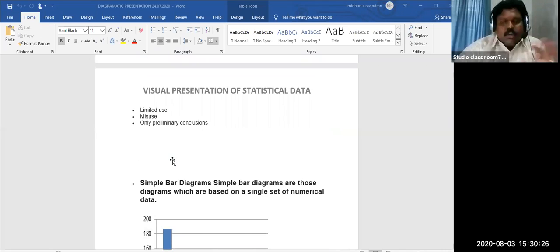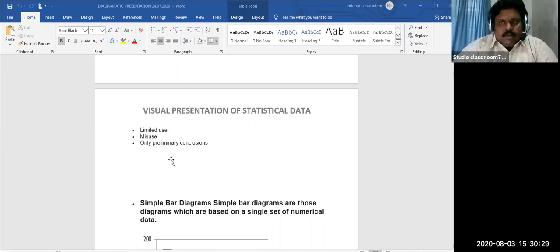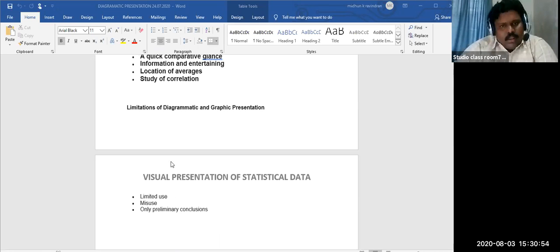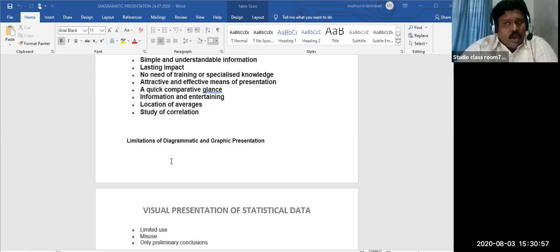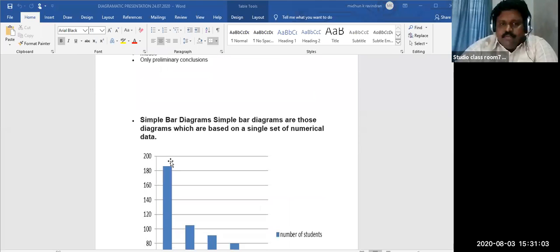First of all, we know that we require a table of data to draw the diagrams. Whether it is a simple bar diagram, multiple bar diagram, percentage bar diagram, or even subdivided bar diagram, the first and primary thing we require is the data table. From the data table only we are able to draw the diagram or the graph. Some limitations are there, and some advantages also, for this graphical presentation of data, which we already discussed. So here comes the first one, the simple bar diagram.